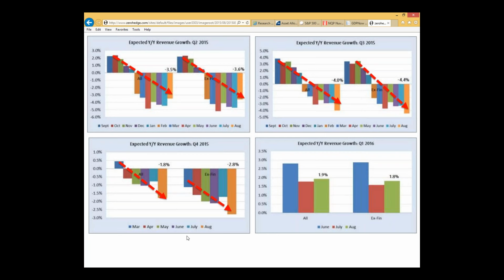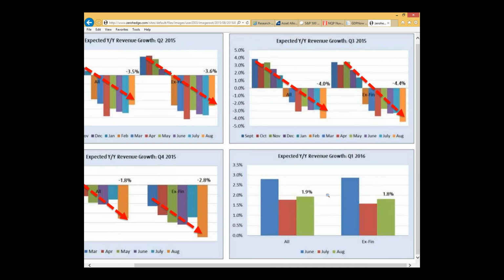So the trend here over the different months, starting in March, April, May, June, July, August, has been consistently lower expectations for revenue. And then here they show first quarter 2016, so they're expecting revenue growth compared to the prior year of 1.9% and 1.8% excluding financials.